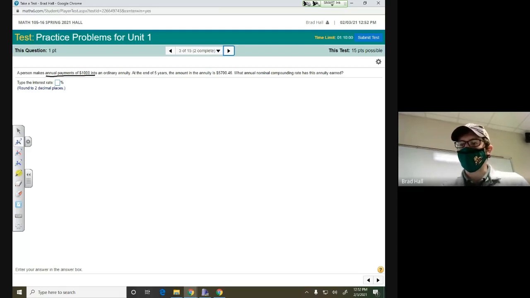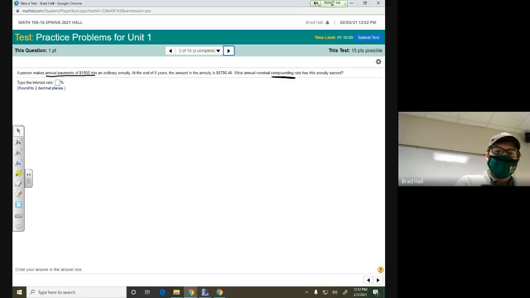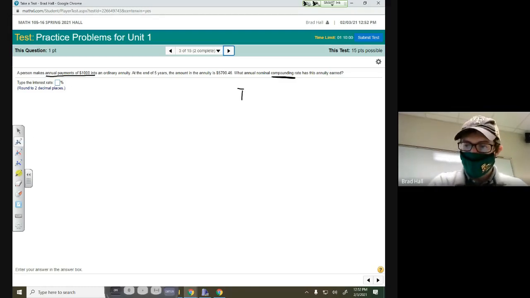So even though it has the word compounding there, it's misleading on purpose, because there's a lot of TVM problems that say compounded annually, compounded monthly. But as soon as you see periodic payments, that immediately tells you you have to use the TVM solver. So we're back to the TVM solver.